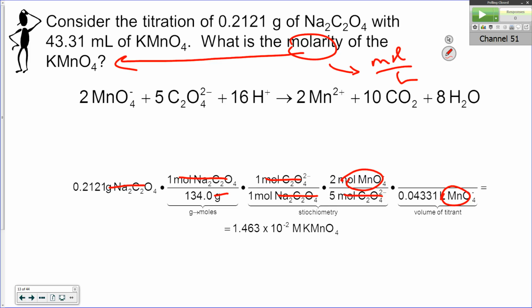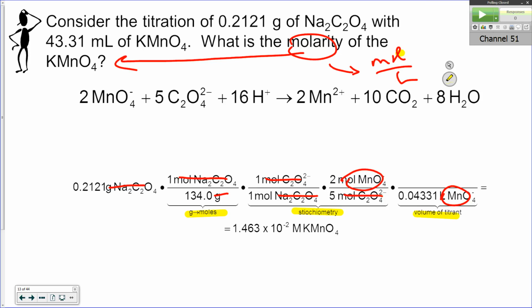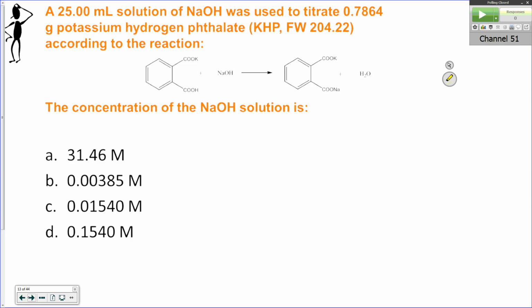Okay. Set it up. We're doing the conversion where we went from grams of material to moles of material, then used the stoichiometric relationship between the two reagents, and then finally added the volume to find out what the moles per liter were. That was done in the video, so I want to do things that are not in the videos.